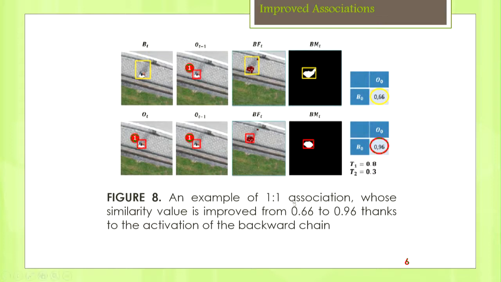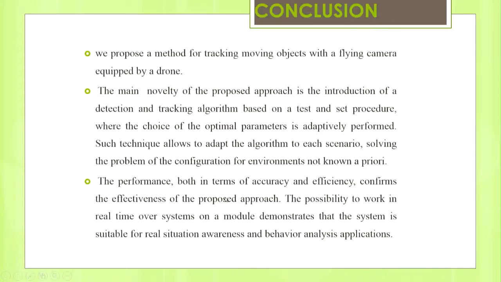This is the example shown in Figure 8, where the size of the object was overestimated during the detection step, so the backward chain is activated. The refining rules are applied, increasing the similarity from 0.66 to 0.96. Conclusion. We proposed a method for tracking moving objects with flying cameras equipped on drones.